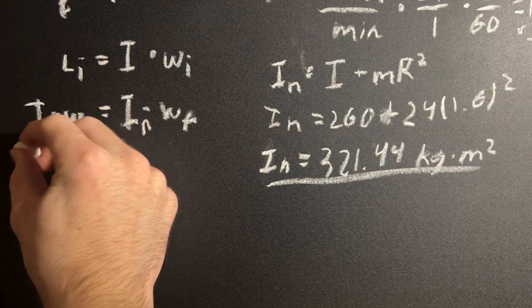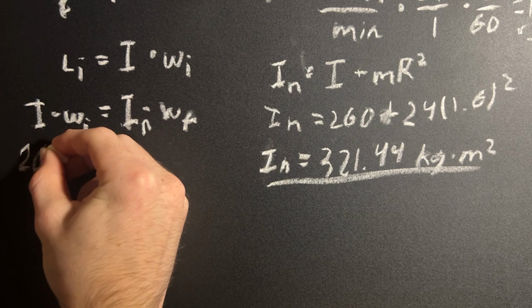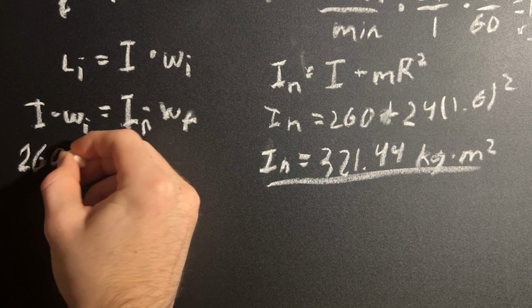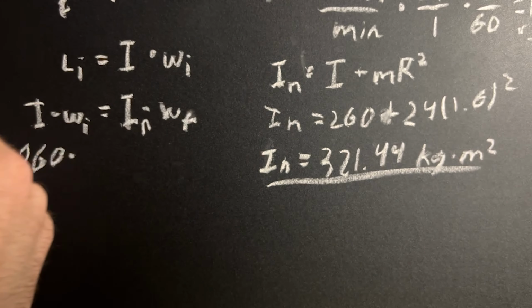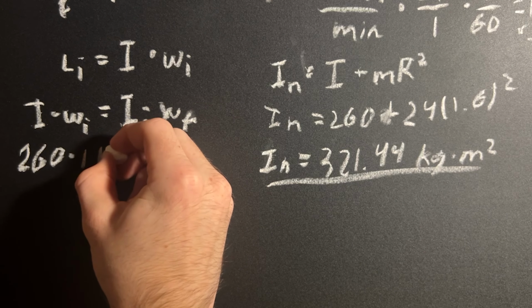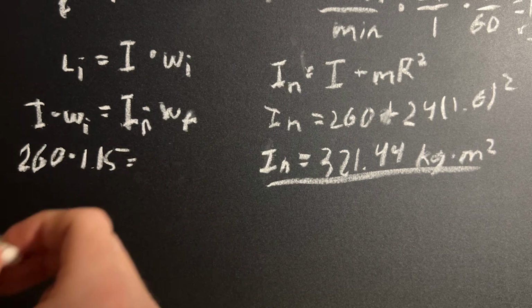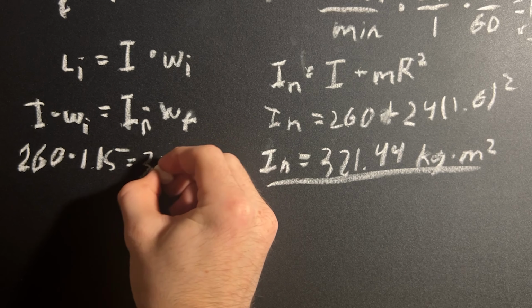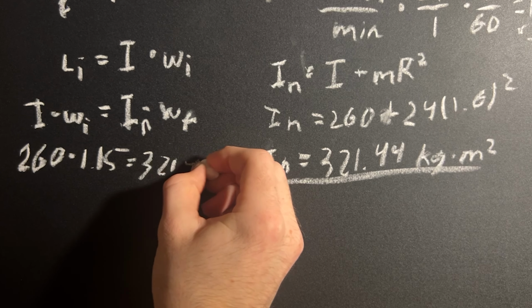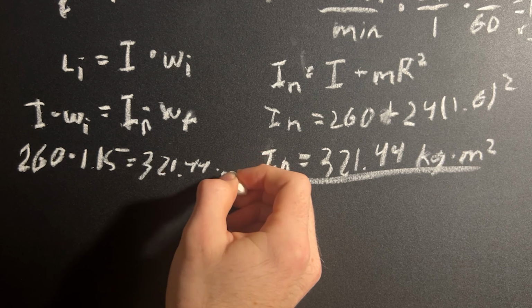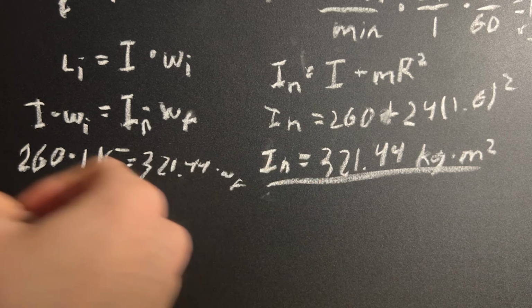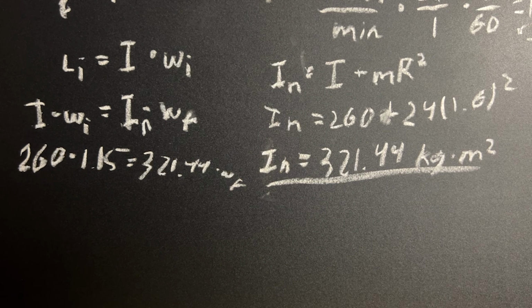The moment of inertia initially is 260, and this is multiplied by the initial angular velocity, 1.15 radians per second, and this will equal 321.44 times W final. Whenever I say W, I mean angular velocity. I just like how the symbol looks like a W, so I often just call it W. It helps me remember it a little better.